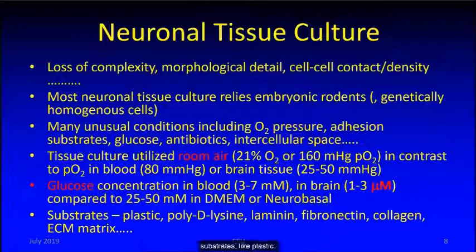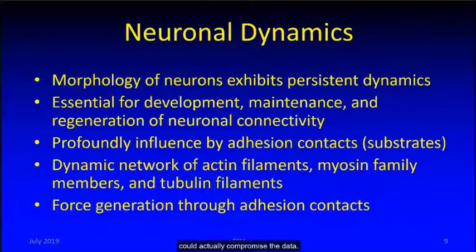We also use particular substrates, like plastic, which you usually don't find in your brain. Poly-D-lysine, the amino acids are toxic, but poly-D-lysine is actually a great substrate, very sticky. We use endogenous molecules like laminin or fibronectin or collagen. And now we're also moving towards mixtures, what we call extracellular matrix, like gels or molecules or matrices. So we have to really think about how our reductionist approach could compromise the data.